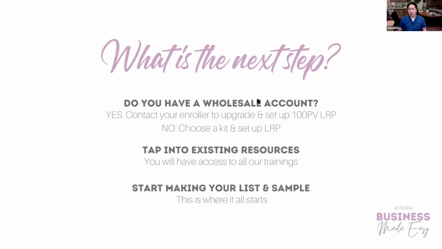So what do you have to do? You have to upgrade your, and I think most of the people on here have upgraded, but you have to upgrade your wholesale account into a Wellness Advocate account. And you have to set up at least a minimum of 100 PV order in your LRP and your loyalty rewards. And that makes you eligible for commission.